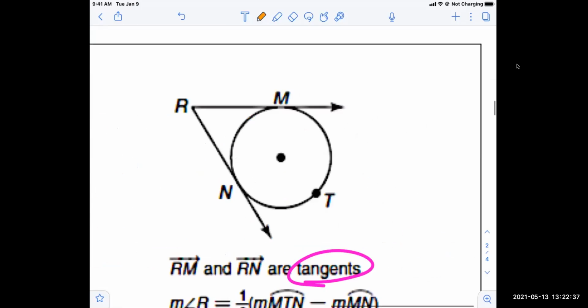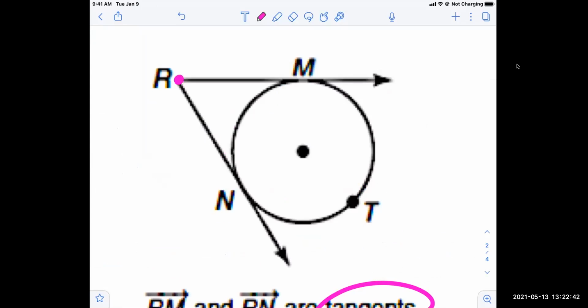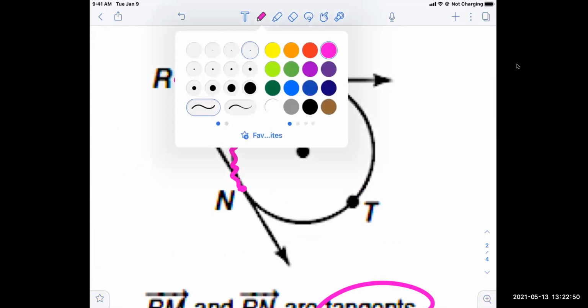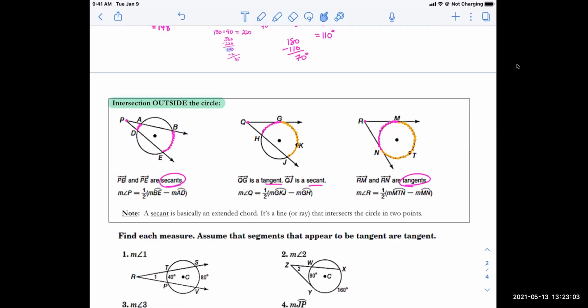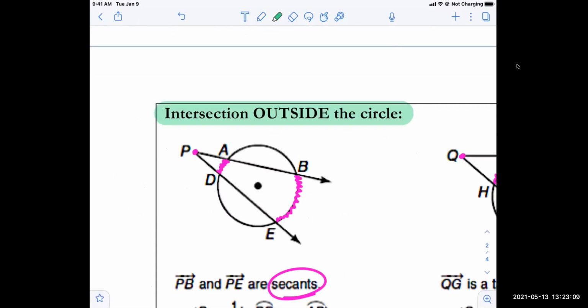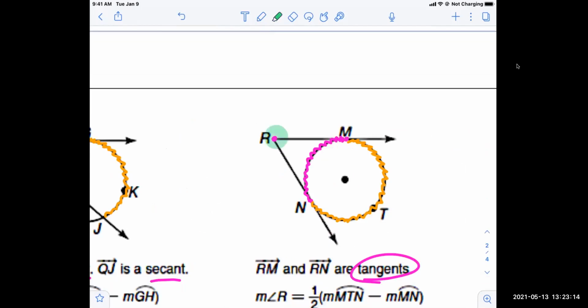All right, and then this one has 2 tangents. Where's the vertex? It's outside the circle. Where are the 2 arcs? Well, the points of tangency are at M and N. So here's one arc. And then here's your other arc. What do you know about those 2 arcs? They add to 360, right. Okay, so all of these are going to be treated the same, even though the pictures look different. What's important is where's the point of intersection. So the vertex of the angle is outside the circle. They all get treated the same way.